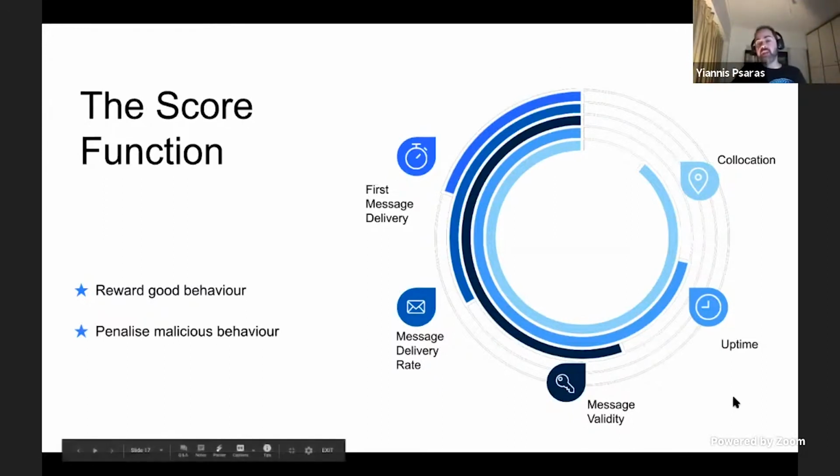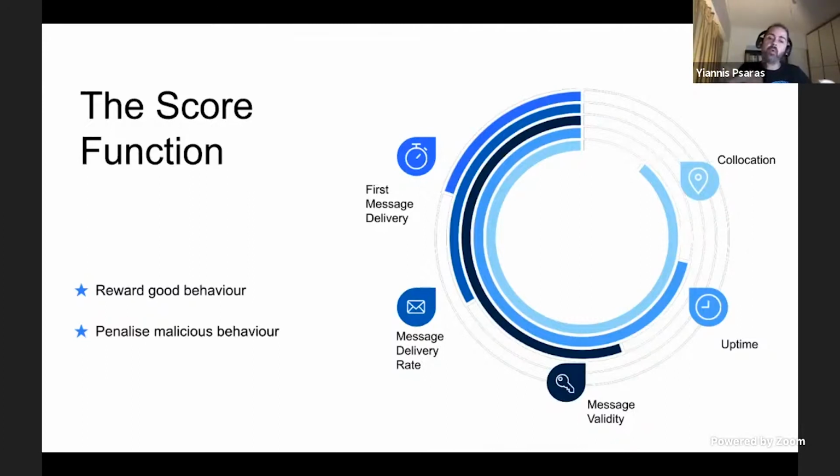We have the uptime: for how long have we been seeing this node around? The longer a node stays in the network, the more the probability of it being a malicious node goes down. Normally, a malicious node would join the network and attack the network straight away. And finally, we have the collocation factor, which monitors the IP addresses from which other nodes are connecting.